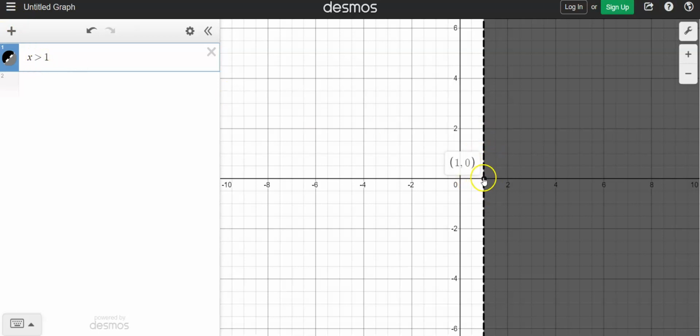So here is where x on the x-axis equals 1. We draw a straight line through it. Notice it's dotted, dashed, because it does not have the equal to sign. So it's not a solid line. So anything on that line is not going to be included in the solution area. But everything over here will be.